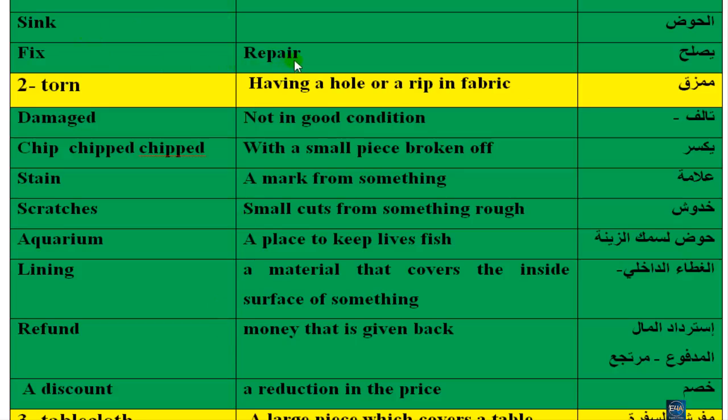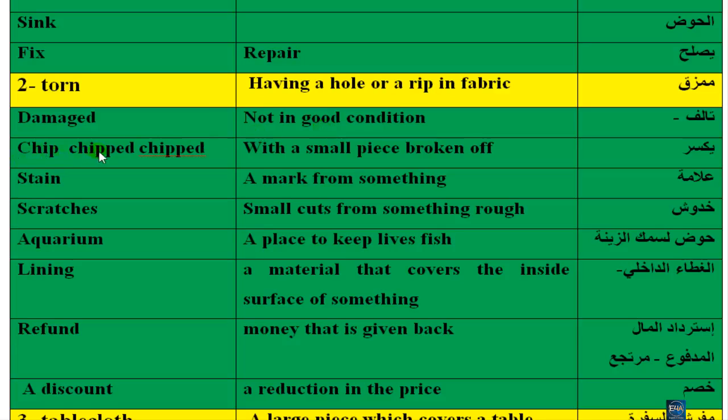Fix, repair. Exercise 2. Torn. R here, double R, because I have vowel before R. I have O. Torn. Having a hole or a rip in fabric. Damaged. Not in good condition. T as soft D. Not in good condition.